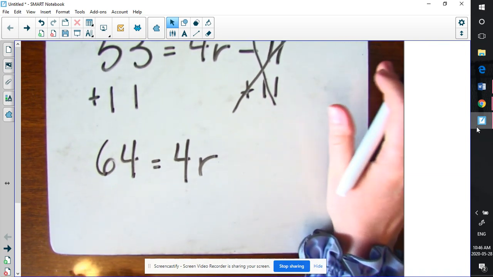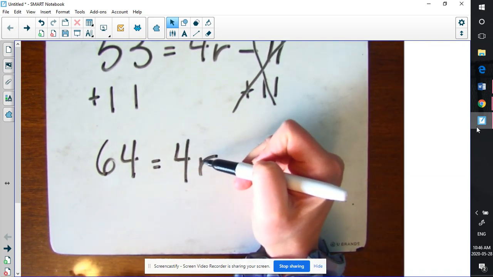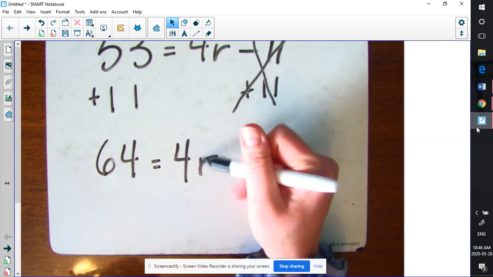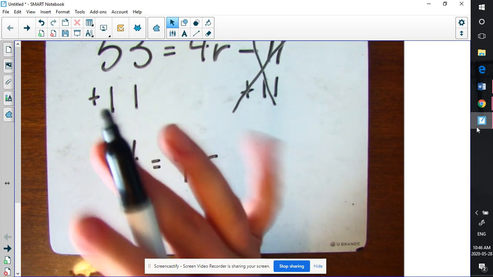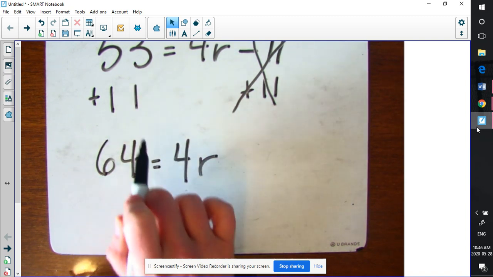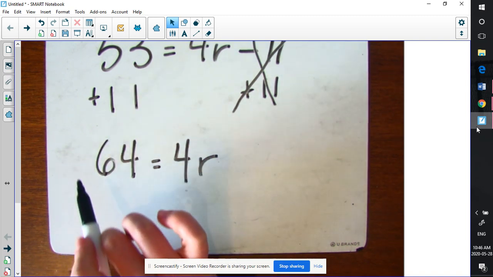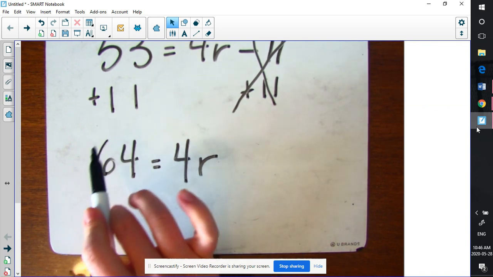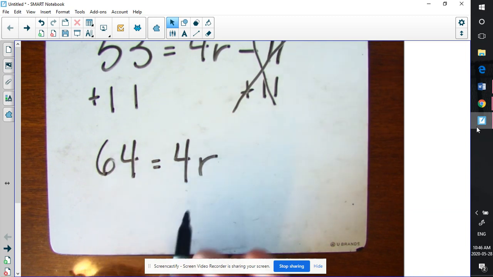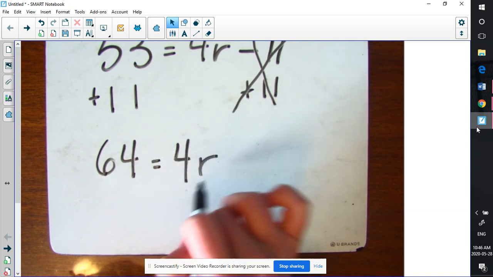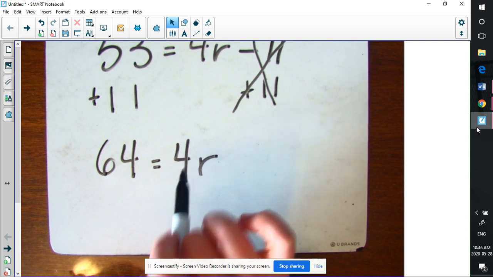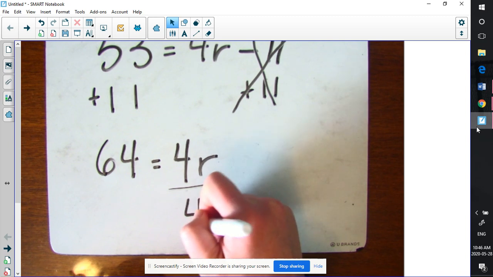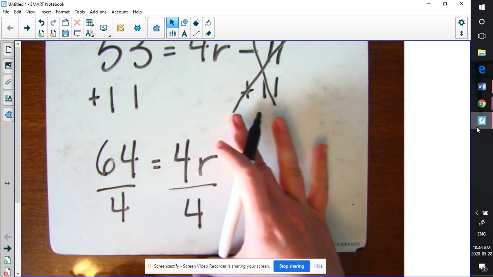Now this looks like a one-step equation. 4r, that means 4 times r. Now you might have a question here. Why are we looking at this side and not this side? The reason for that is there's no operation over here. It's just 64. It's not 64 times anything, 64 plus anything. It's just 64. Since there's no operation, we can't really do anything with it. That's why we're doing this side. This side has an operation. It has a multiplication. The opposite of multiplication is division, so I'm going to divide both sides by 4.